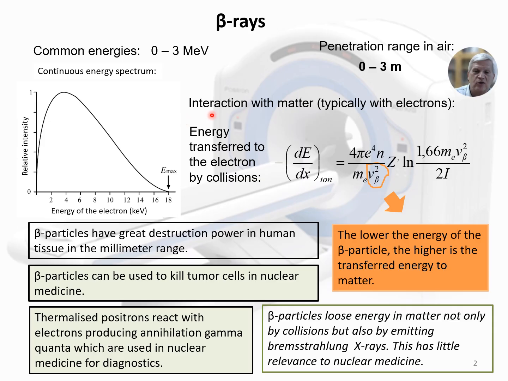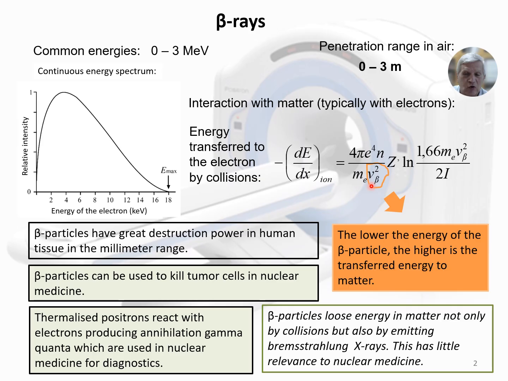What about the interaction with matter? Again, it is typically with electrons. And this is the formula which describes the transferred energy. Yes, I agree that this formula is a little bit more complicated than the previous one for alpha. However, the situation is very similar. And for the same reason, we can again find the velocity square of the beta particle in the denominator of this ratio.